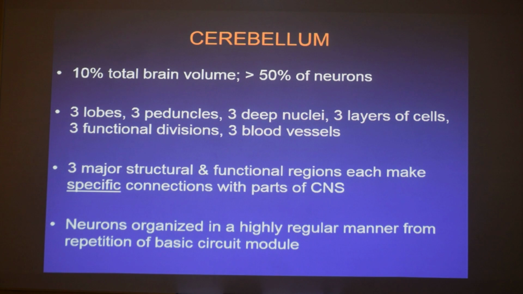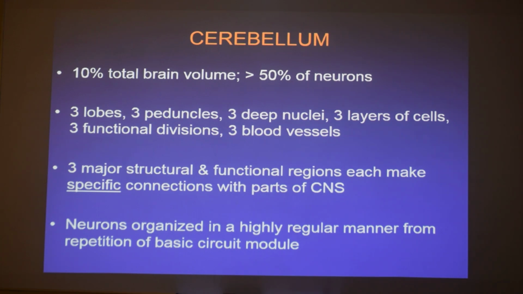Then there are three layers of cells. So if you look at the gray matter, you would find that there are three histological layers. Like there are 6 histological layers in the cerebrum, there are 3 histological layers in the cerebellum. So starting from the molecular layer, the Purkinje layer, and then the granule cell layer. So there are 3 cellular layers in the gray matter of the cerebellum.